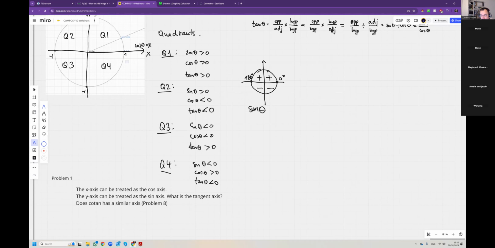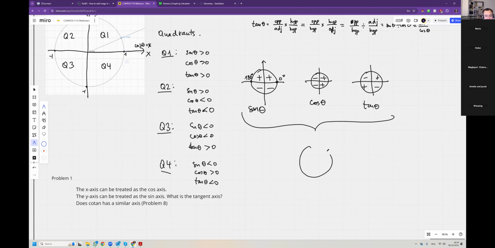Okay. Oh, lovely. Now, for cos, this looks like this. Cos is positive here, negative here. And tan theta is positive, positive, negative, negative. So these three are sometimes combined into a cast diagram. I'm not sure I really like it, but I'll just show it to you.